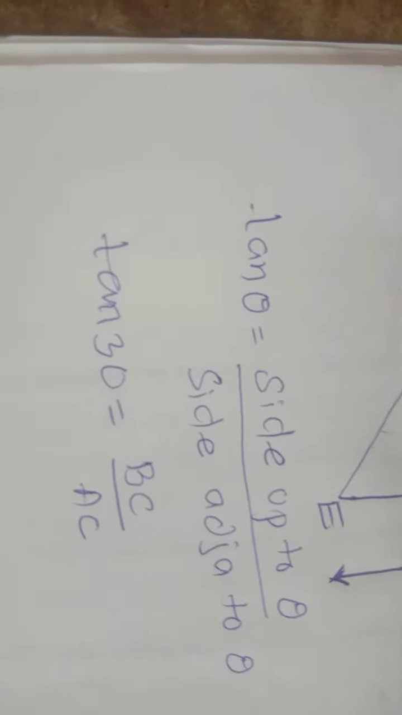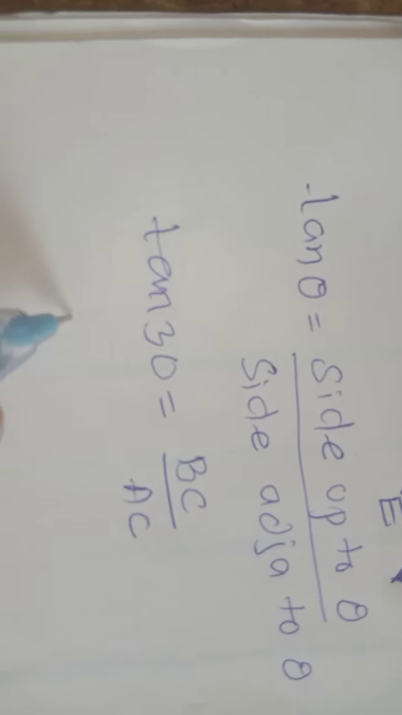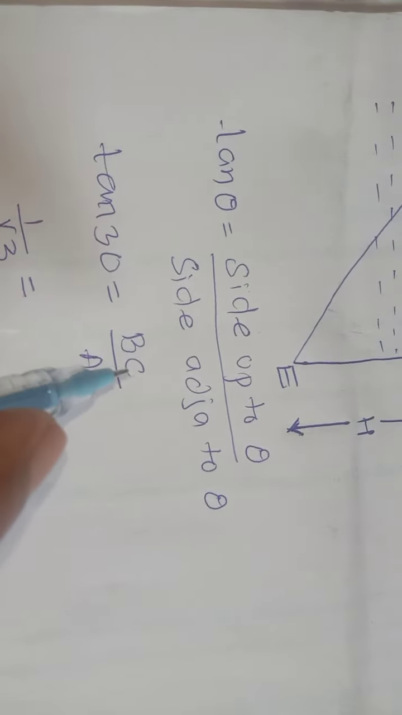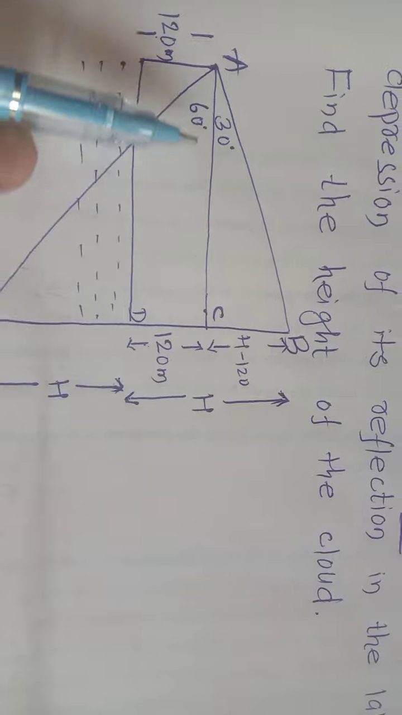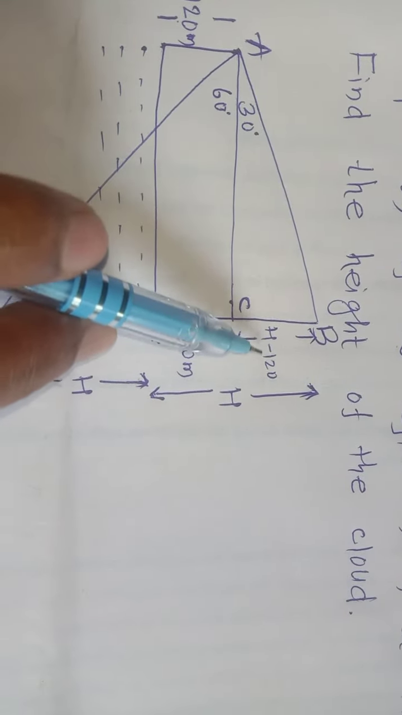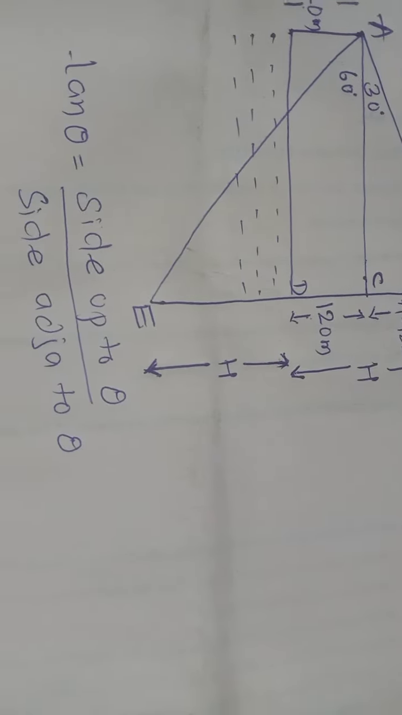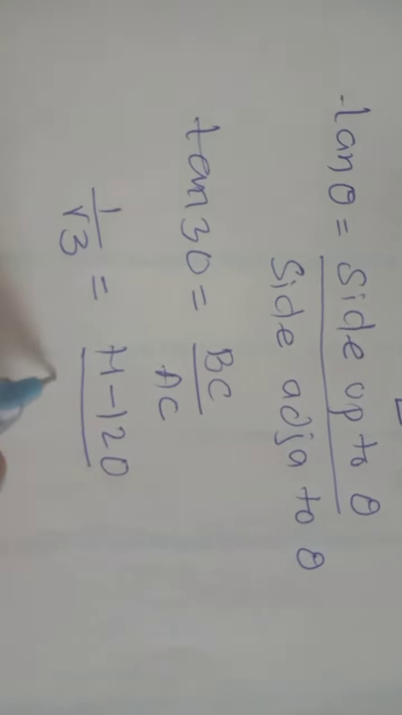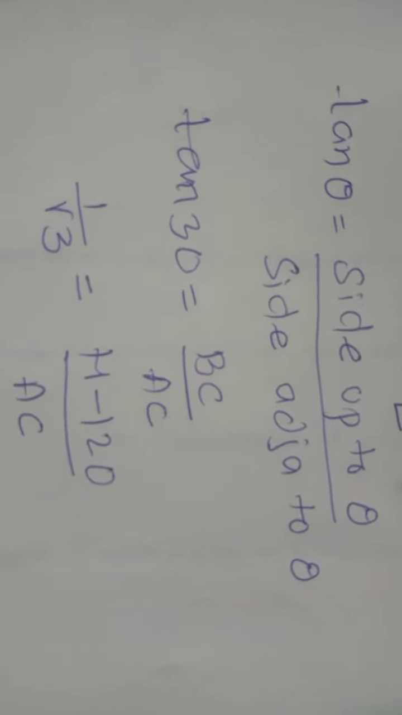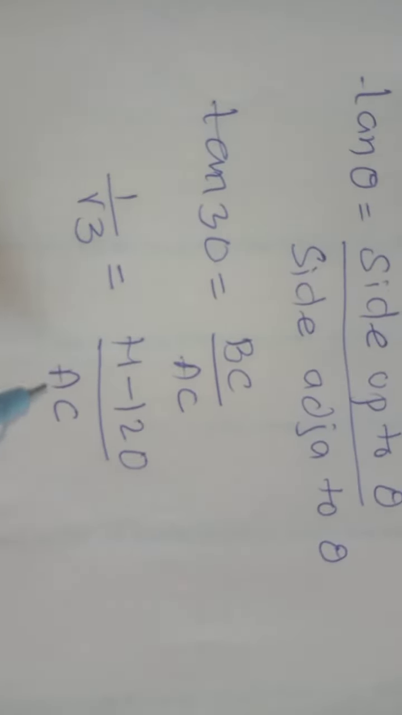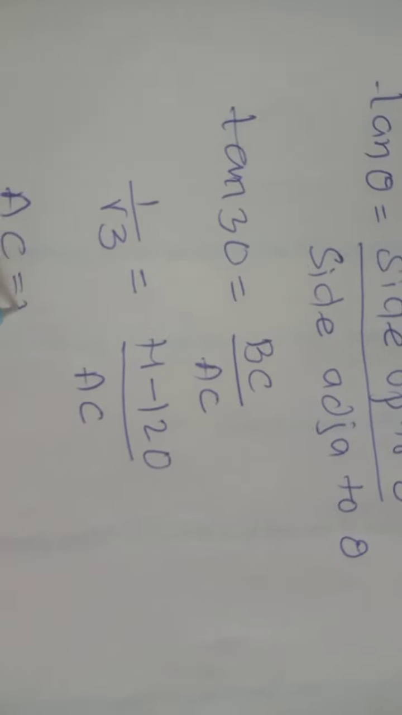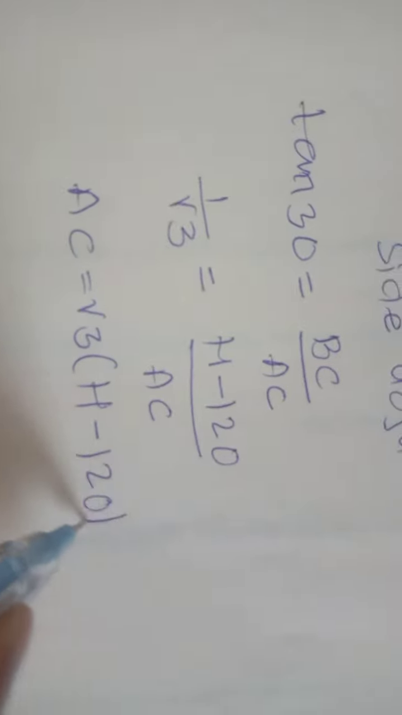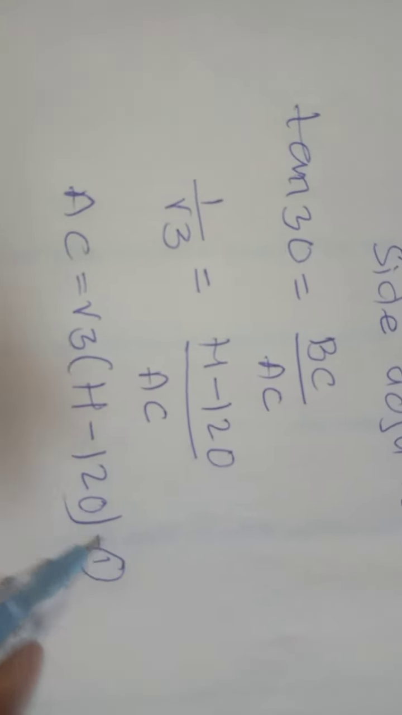Tan 30 is equal to 1 by root 3, equals BC by AC. BC is equal to how much here? H minus 120 is there. So h minus 120, that is equal to AC. We don't know the base, so it should be the same. If you multiply, AC is equal to root 3 into h minus 120. Let us take it as equation number 1.